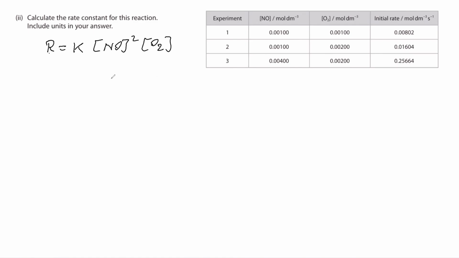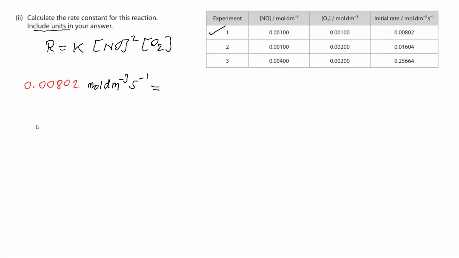Okay, now let's take any experiment. I'll take the first one. Now let's see what we know here. Do we know the rate for experiment number 1? Yes, 0.00802, and it's better to write the units here, because we need them. The rate unit is moles per cubic decimeter per second, because in the question they ask to include units in your answer.